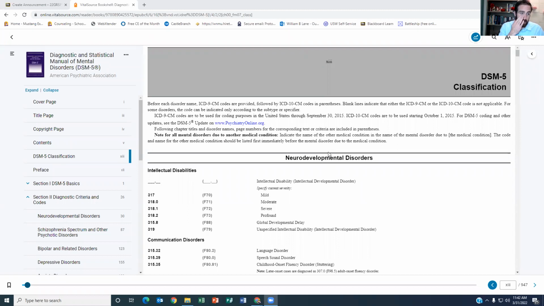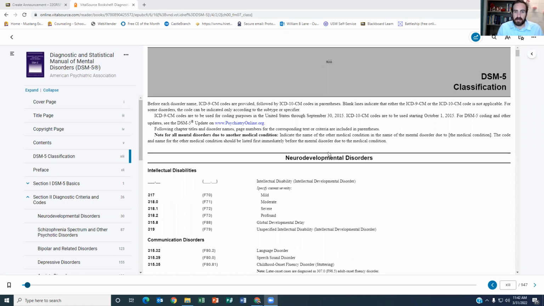So this is your textbook. This is the DSM-5, not your textbook. There's the textbook and then there's the DSM-5. I guess both are books, but this is on page Roman numeral 13, DSM-5 classification. So, and hopefully this information will help you on your case studies with the diagnosis portion.